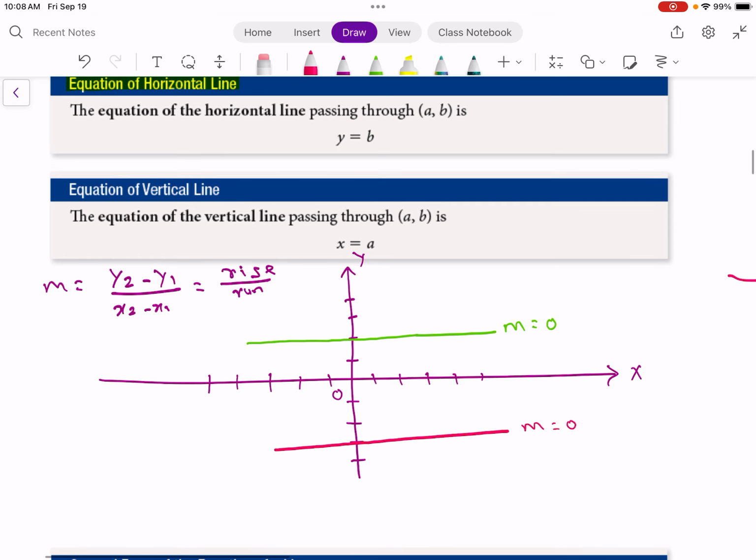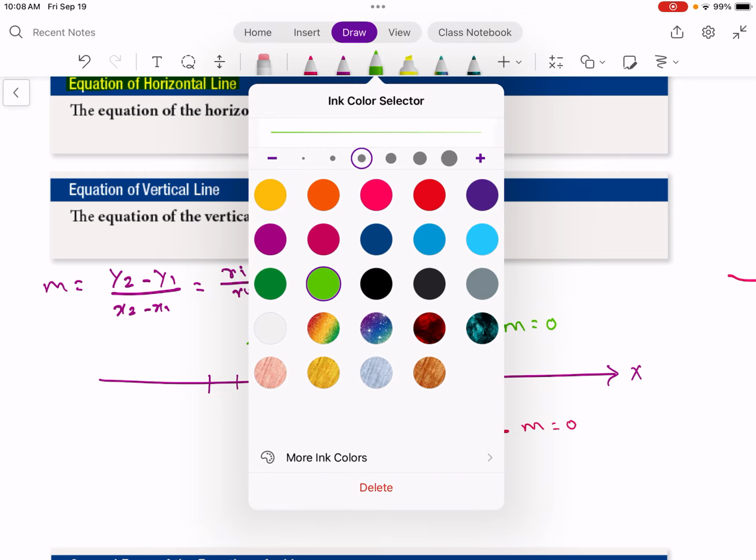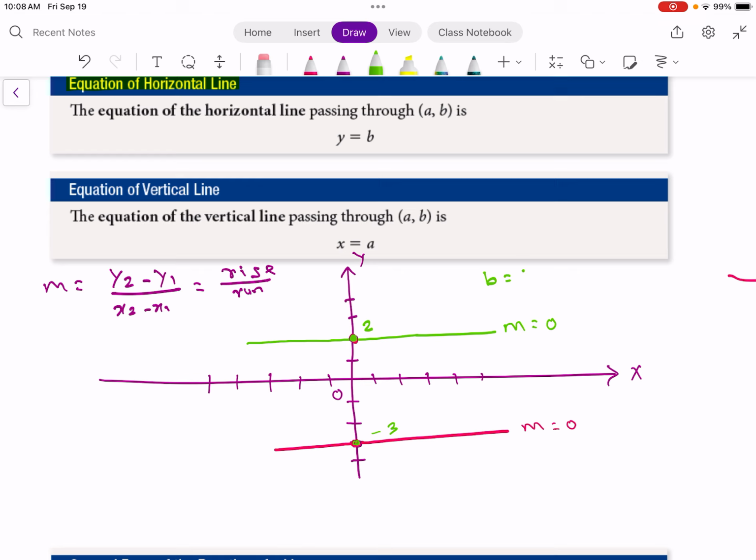Now what do we call this point for this line, and these points? These are the points where the line crosses the y-axis, and what do we call those points? The y-intercept, right? For the green line, the y-intercept is 2, so this point is 2. For this line our y-intercept is -3. So here our y-intercept b is 2, and here b is -3.